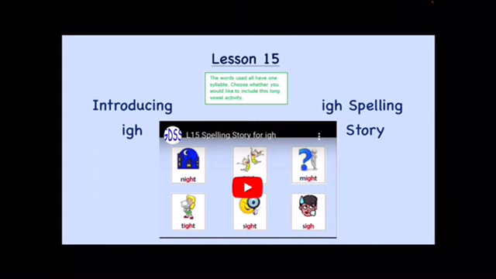Lesson 15, we have another choice. We have introduced H, and here IGH as a spelling choice for the sound I. Because we've introduced choices, we will have choices checkups where you can go over the choices and think about the letters that you write as well as why.